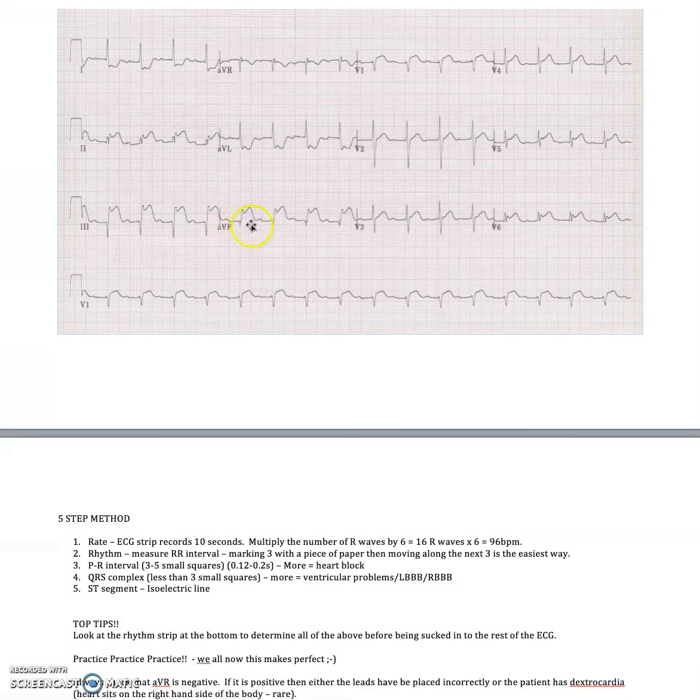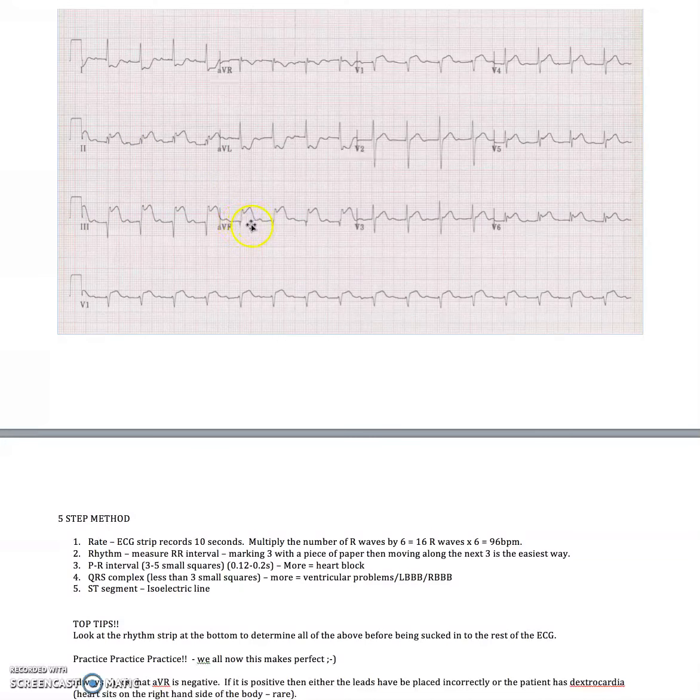So top tips, look at the rhythm strip at the bottom to determine all of the above before being sucked into the rest of the ECG. So you want to be looking at your rhythm strip, which is usually lead 2 here. Okay. Practice, practice, practice, because we all know this means perfect. You can just type in inferior STEMI, anterior STEMI into Google Images and it'll bring up loads of ECGs for you. Lifeinthefastlane.com is also a really, really good resource with a massive ECG library.